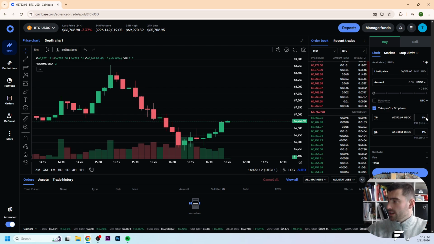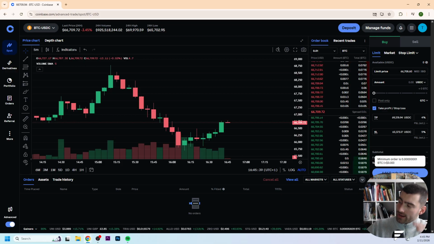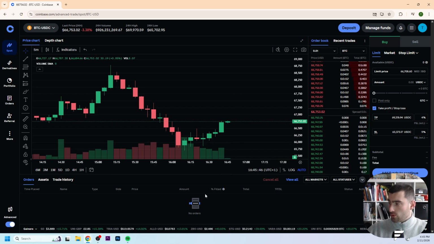So you can say that if the price increases, let's say 4%, then it will take the profit and close the trade. If it goes down, let's say 5%, then it will stop our losses and close our trade. Right now, if you click on buy, it says add funds to continue because we don't have money. But if you had funds, you could take your position on the chart, and that is how you can trade here on Coinbase.